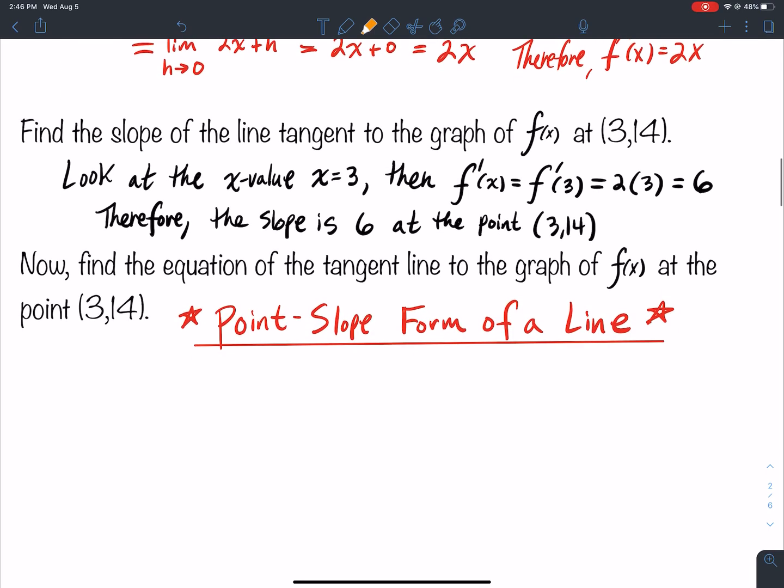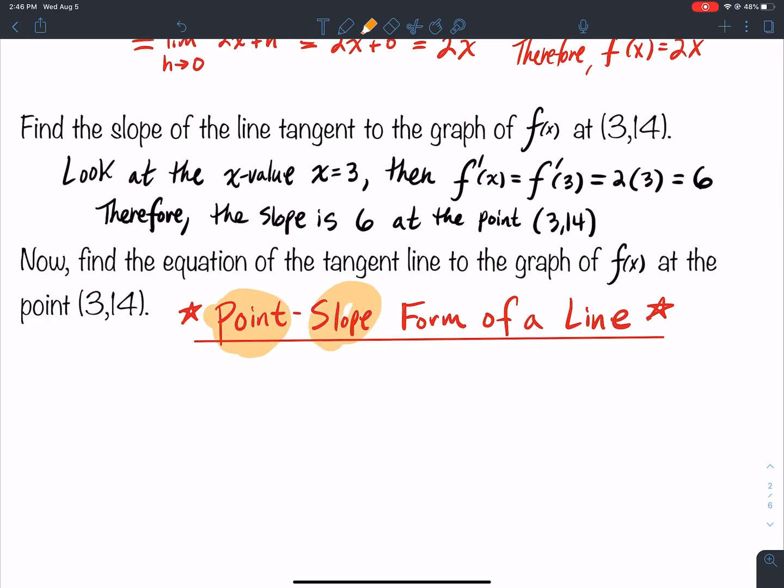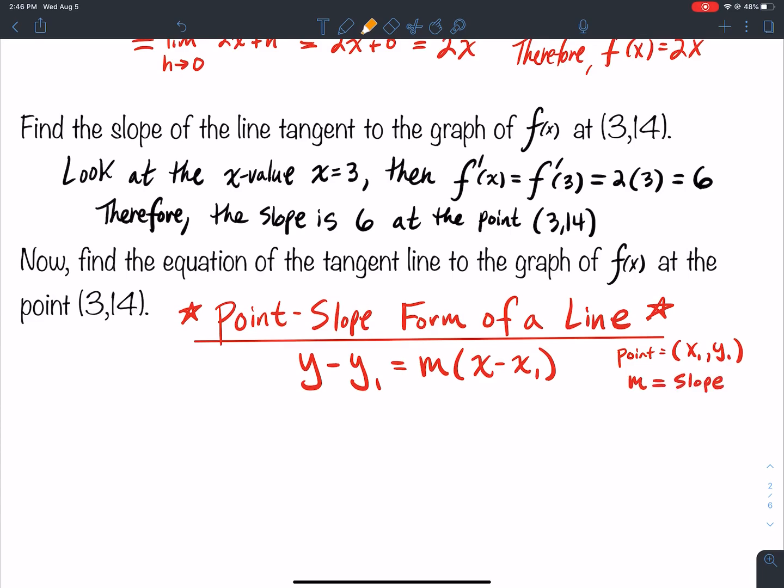So to do this, we need a point and we need a slope. Guess what? This is from college algebra: y minus y1 equals m times x minus x1. If you want to see how that formula is derived from an arbitrary point x1, y1 and a slope m, go into my college algebra videos, be my guest. It's the point-slope formula.